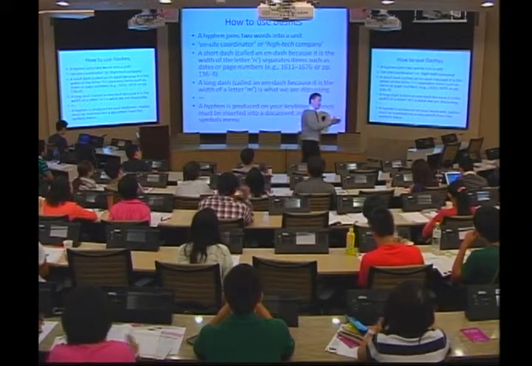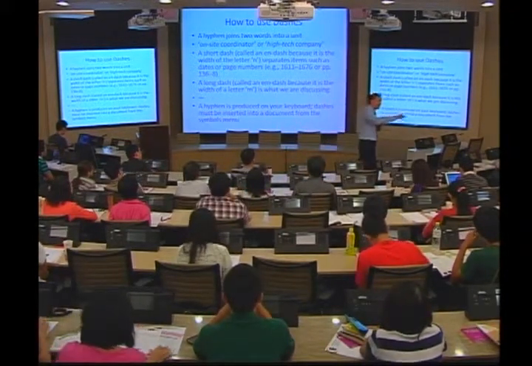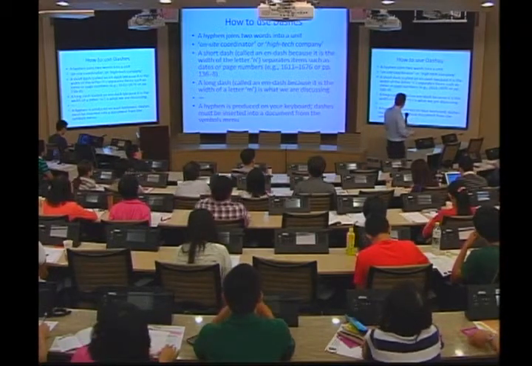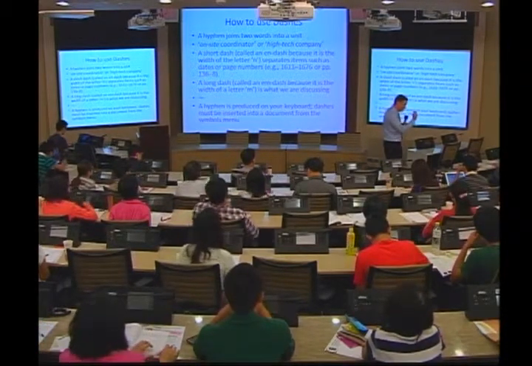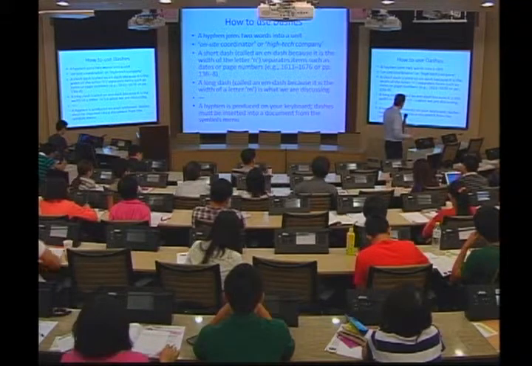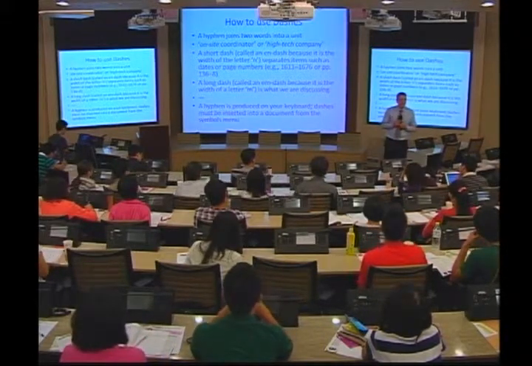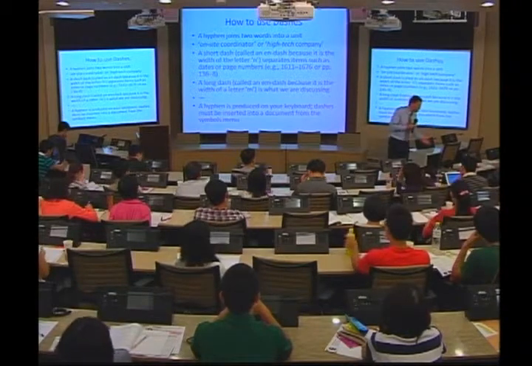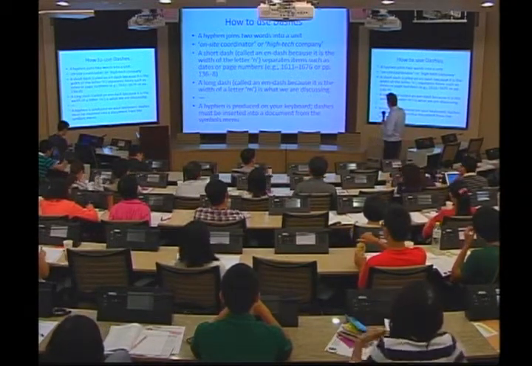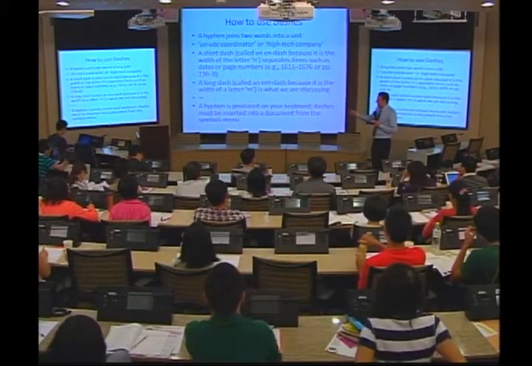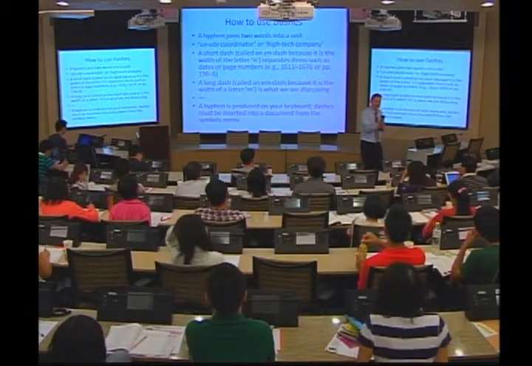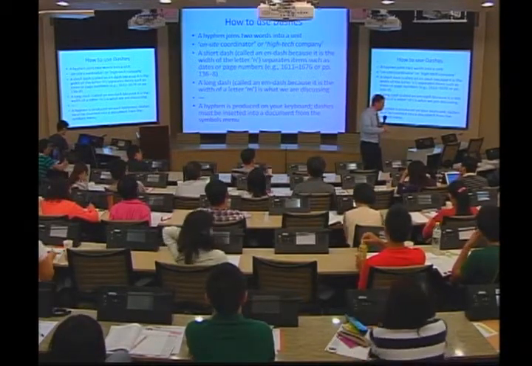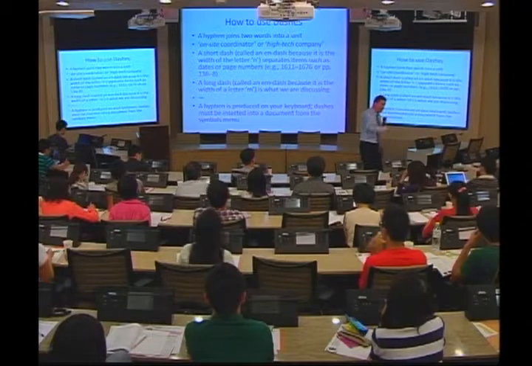The first one is called the hyphen. I'm going to talk about that in a few minutes. But a hyphen is a very short little line that we write. We usually use the hyphen to connect two words together, to make them a unit that has a new meaning. Example, on-site coordinator and high-tech company. I want to put high-tech as one word, on-site as another word, so I use my little hyphen.